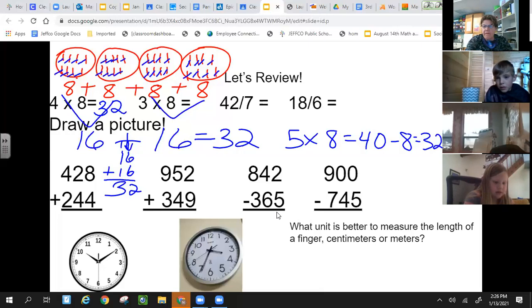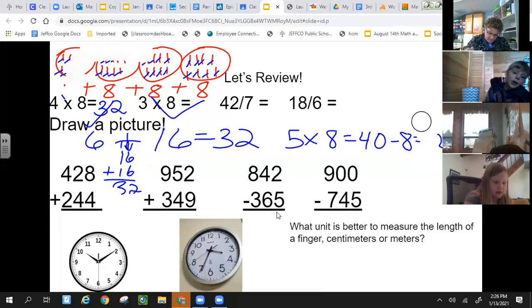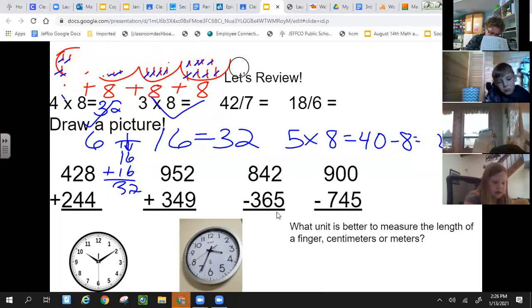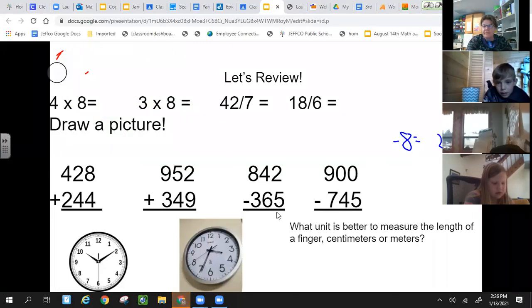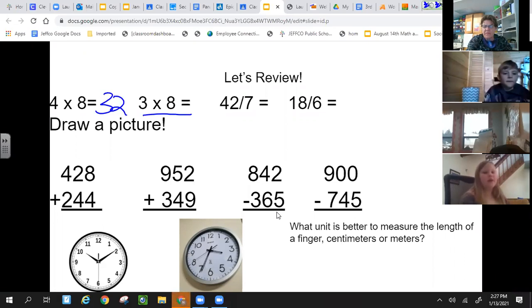All right. That's a lot of different strategies that you guys can do today. Looking at the next problem, 3 times 8. If we know 4 times 8 is 32, what do you think? We know 4 times 8 is 32. What would 3 times 8 equal? Max Giesberg. The same as saying 8 plus 8 plus 8, right? 3 groups of 8.